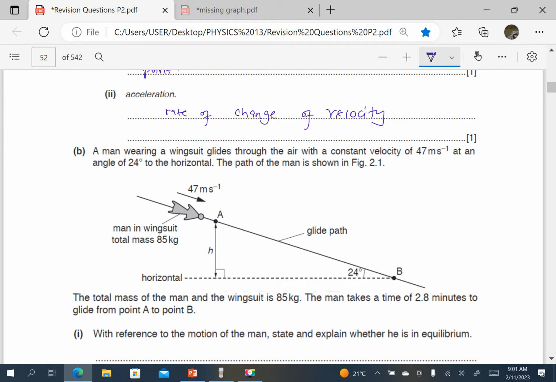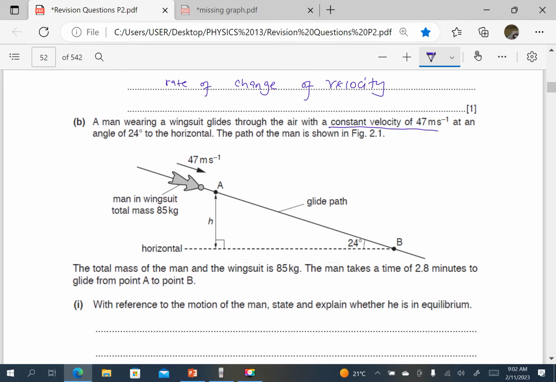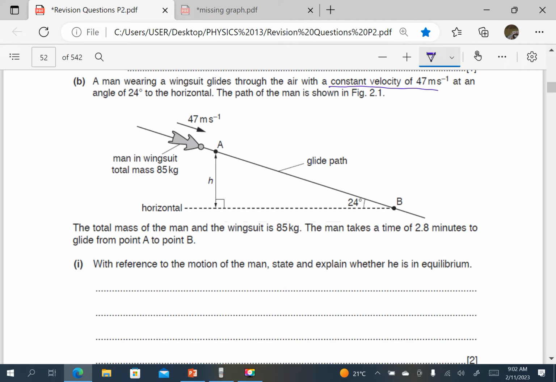A man wearing a wingsuit glides through the air with a constant velocity of 47 meters per second at an angle of 24 degrees to the horizontal. The path of the man is shown in the figure. The total mass of the man and the wingsuit is 85 kilograms. The man takes a time of 2.8 minutes to glide from point A to point B. So the time from A to B is 2.8 minutes.